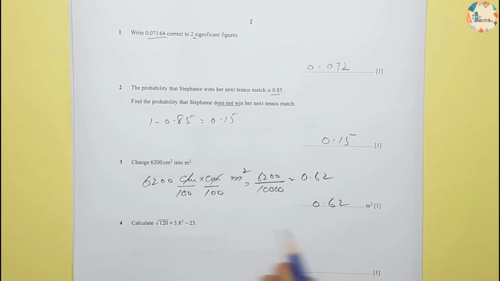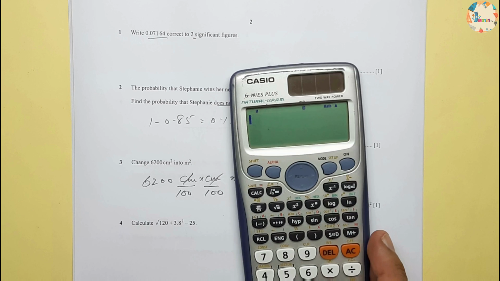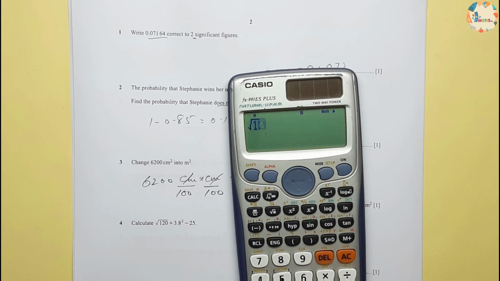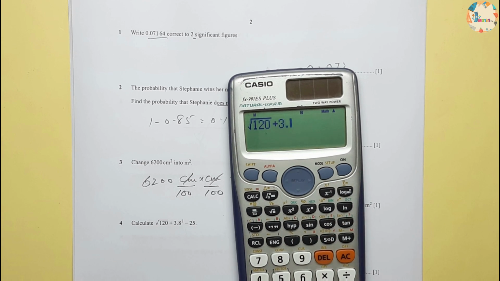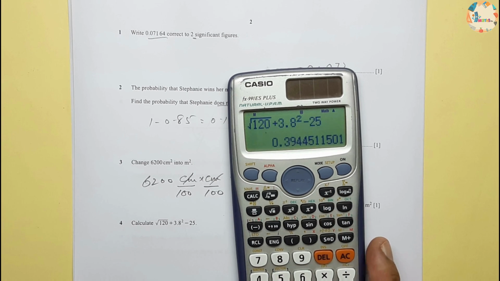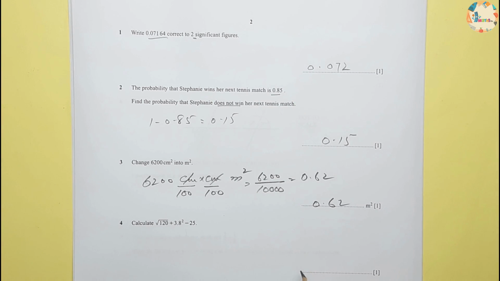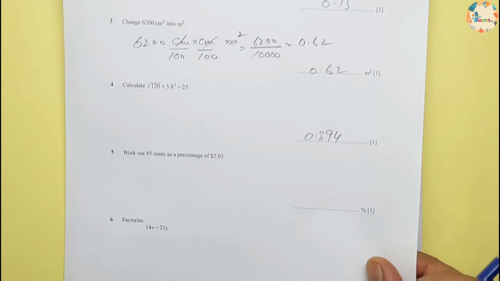Then comes next, this is a calculator use question. So under root 120 plus, outside will be plus 3.8 squared, and minus will be 25, so this will be equal to 0.394. So 0.394 will be our answer at the proper location.